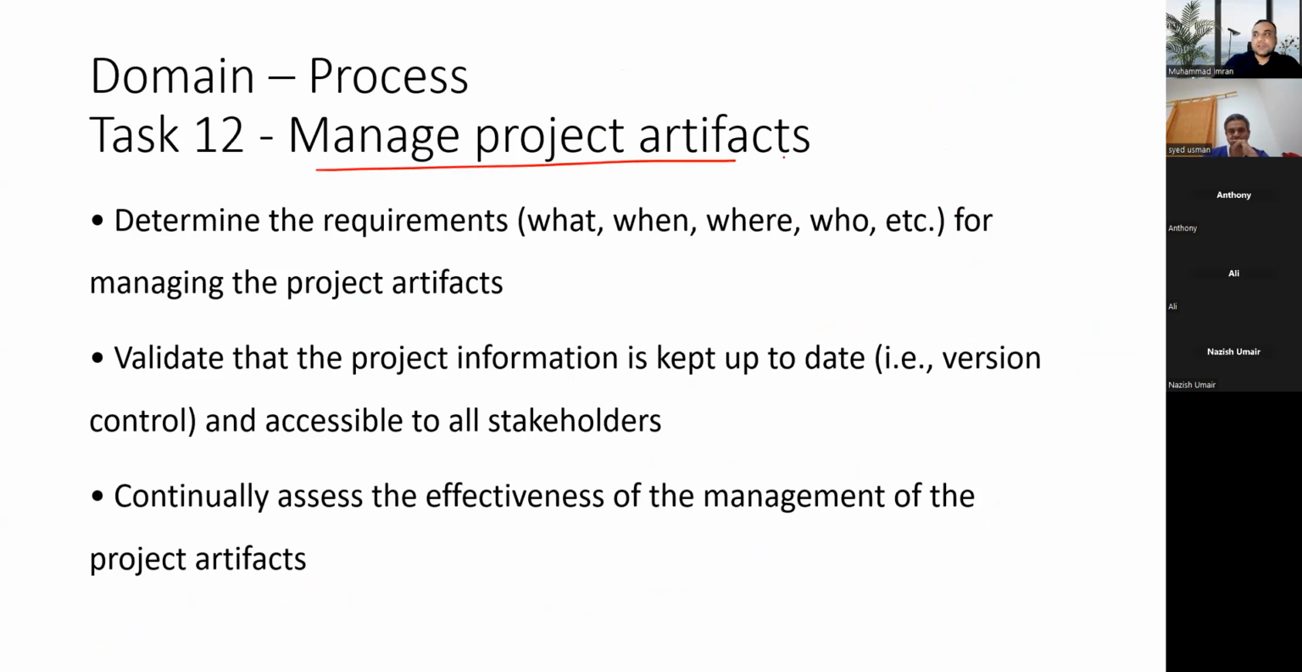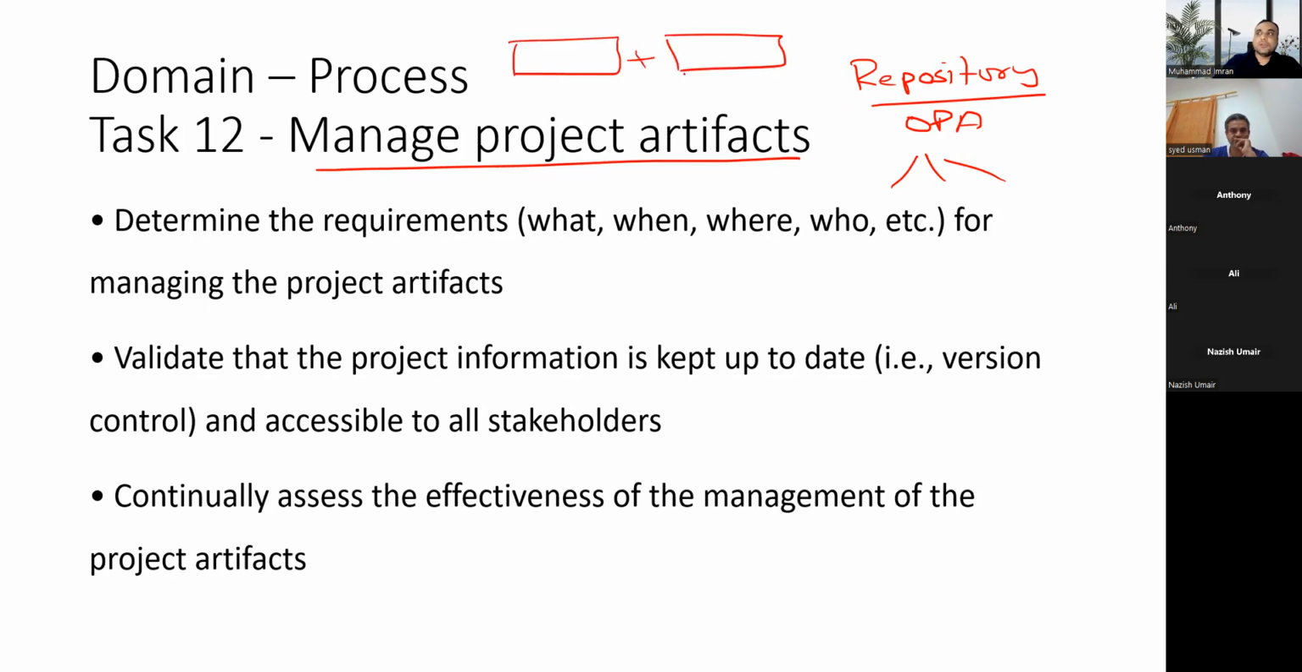Manage project artifacts: all the documents which are being used throughout the project from initiating till closing. You have to keep them updated. You have to keep them stored in a repository, and where is the repository stored? In the form of OPA, so all the teams can access those things. OPA contains two parts: policies, procedures and templates, and past project archives or knowledge base, so they can access these resources accordingly.